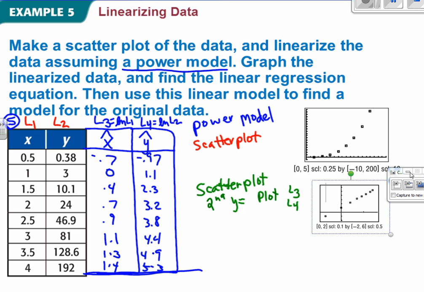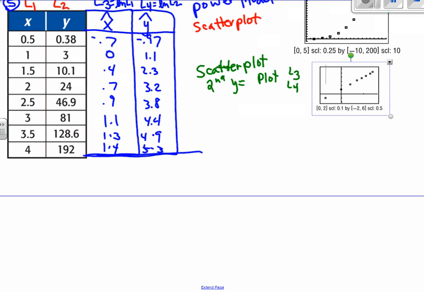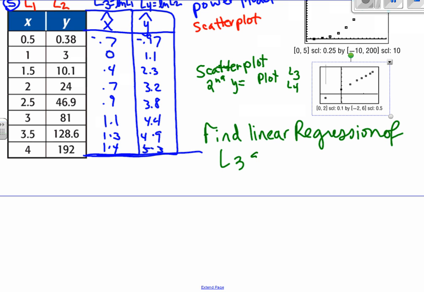Paste. Okay. Now, the next thing you're going to do, and this is where I'm going to leave you, and I'll pick up with this tomorrow. You're going to find the linear regression of list 3 and list 4. So, and I'll just write that as a direction now. Find linear regression of list 3 and list 4, and then we'll work on that tomorrow.